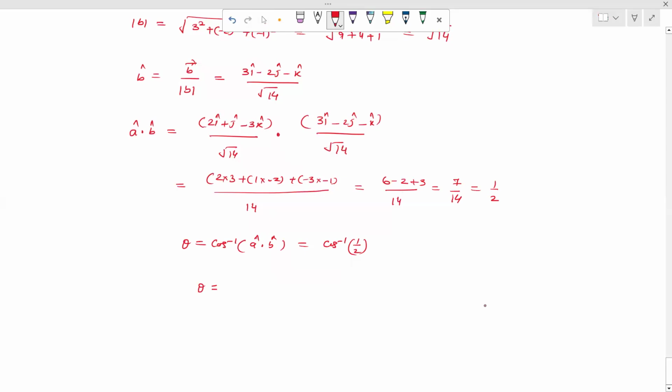Theta equal to cos inverse 1/2, so you can write down the value of cos inverse 1/2, so we can obtain the angle also. When we are obtaining the angle, we can use this formula. Okay, so you can write down this theta equal to pi by 3.